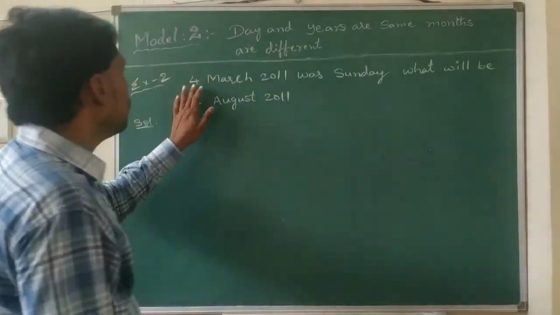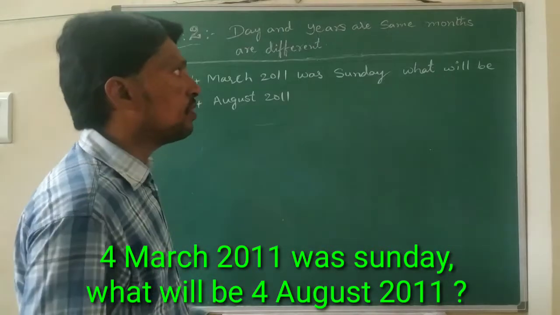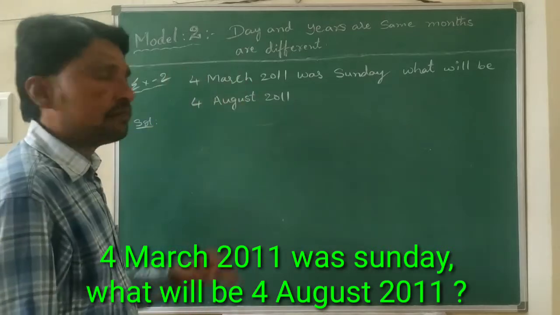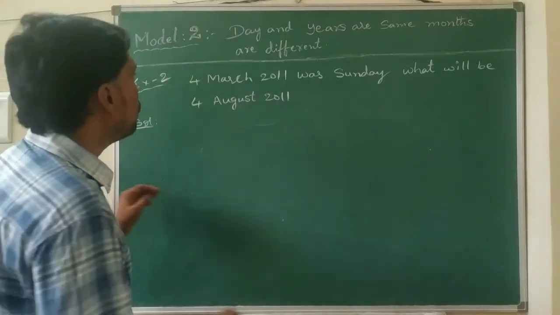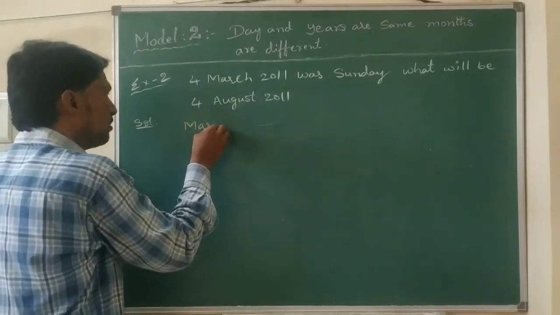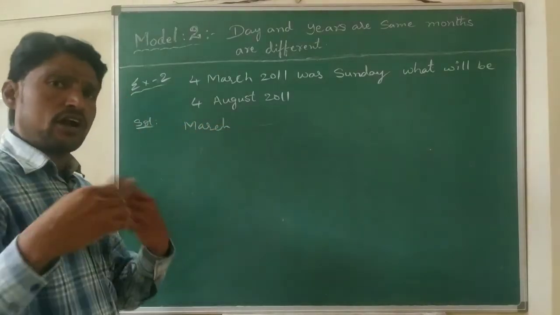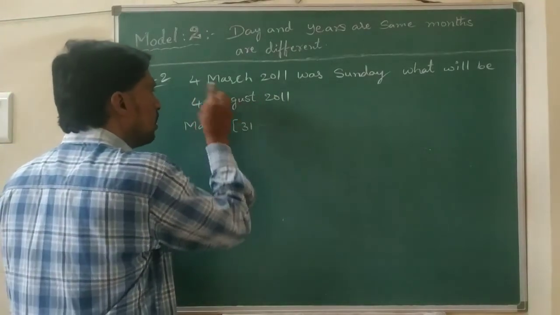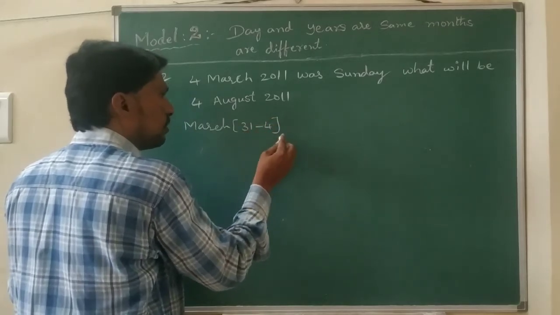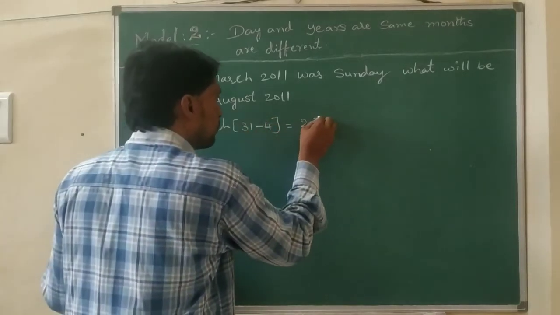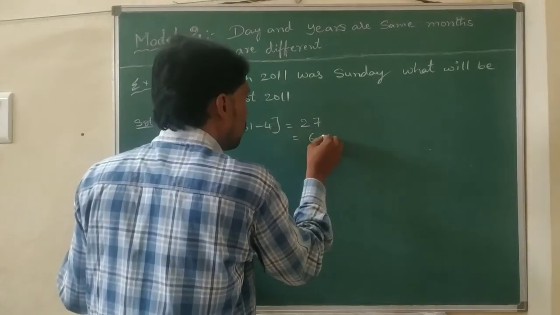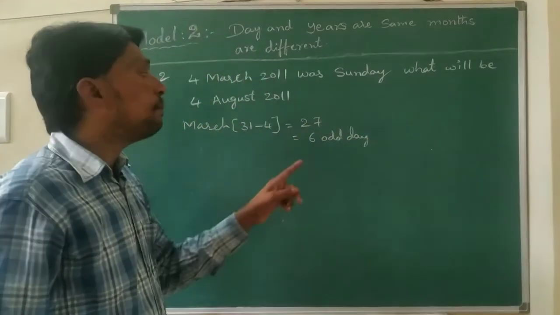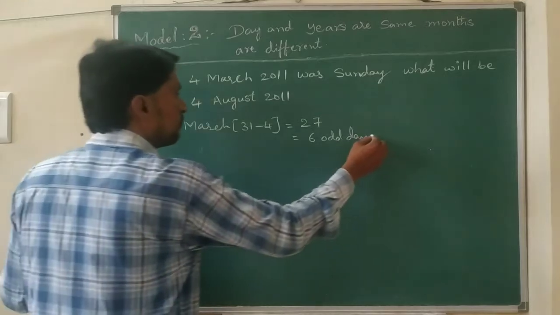Example number 2. 4th March 2011 was Sunday. What will be 4th August 2011? Here date and years are same, just differ by months. So we take March month and calculate the odd days. March has 31 days. 4 days already completed, 31 minus 4 is 27. 7 threes are 21, 21 plus 6, so 6 odd days.